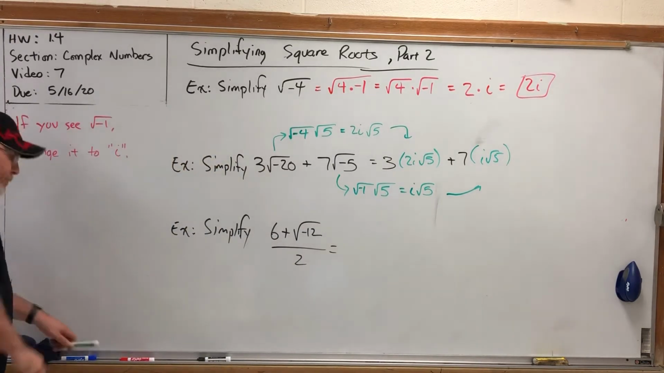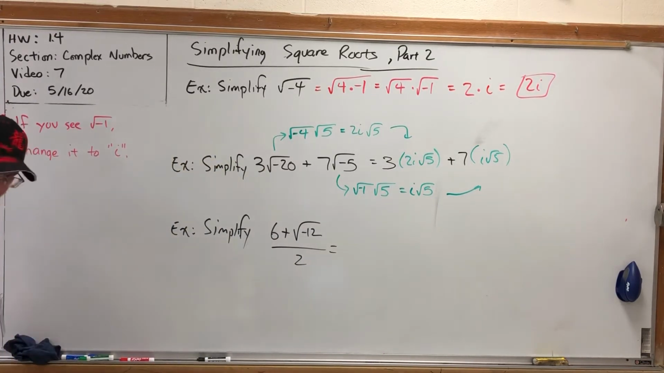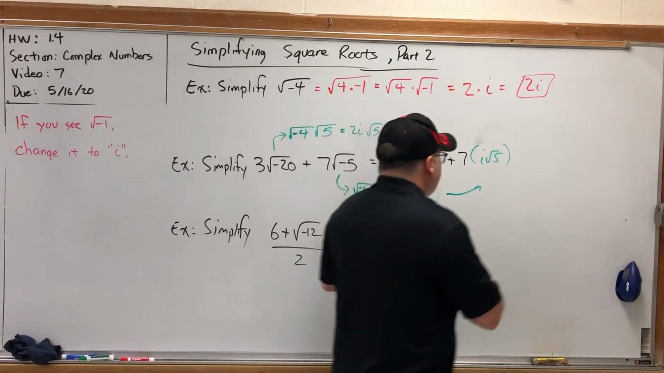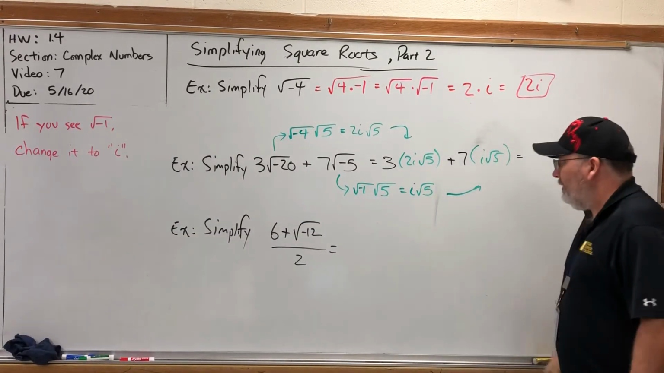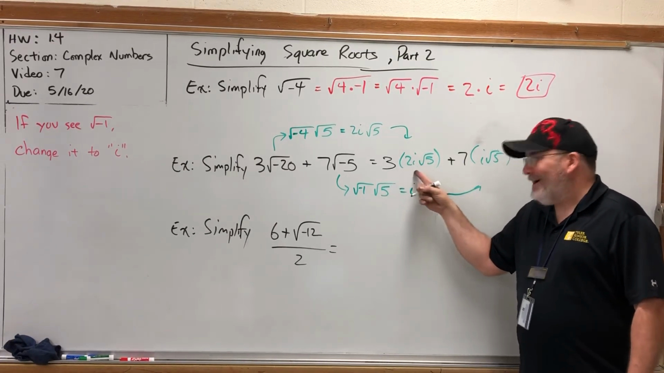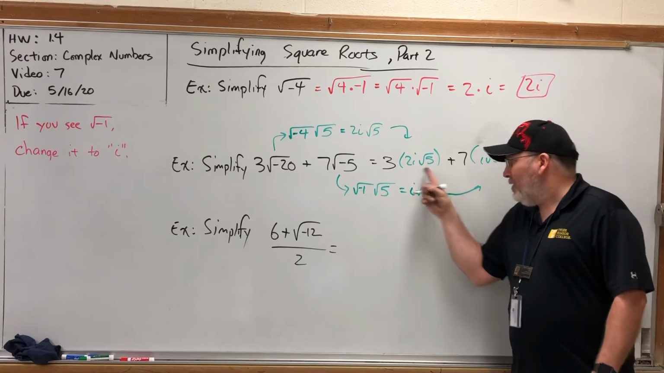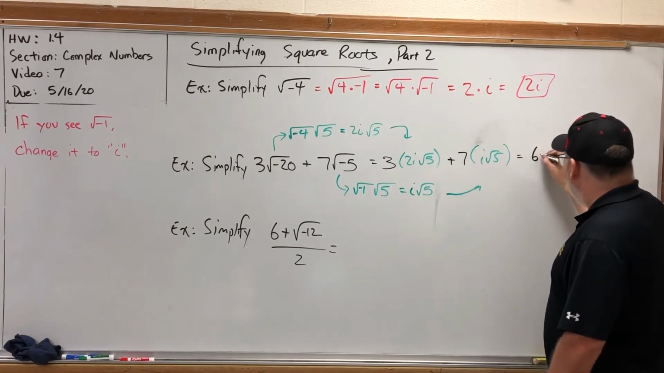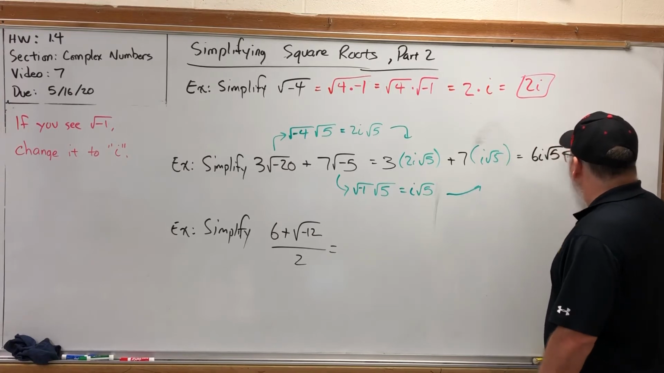Keeping in mind the order of operations, we just did the square root, or at least we did them the best that we can. Now it's time to multiply. Don't overthink it when you're multiplying. This first term is 3 times 2 times i times the square root of 5. And although I can't multiply all of it together, I can multiply 3 times 2. Leave the i, leave the square root of 5.